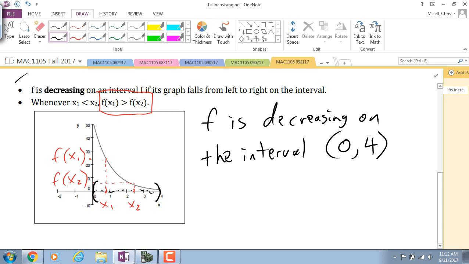To the left of that, maybe it's increasing. Maybe if we look far enough to the left, the graph is going up, up, up. We can't see it. We don't know. But it's certainly decreasing on the interval from 0 to 4.